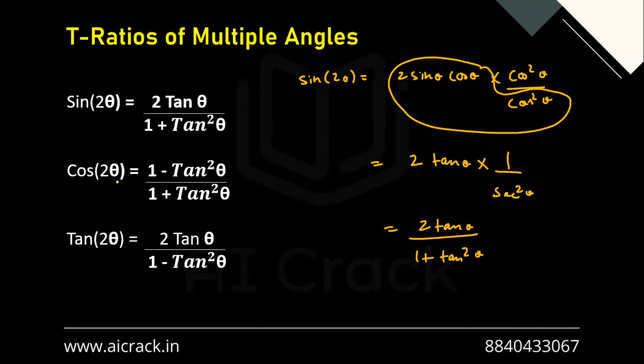Similarly, you can write cos 2 theta as 1 minus tan square theta divided by 1 plus tan square theta. Similar kind of derivation. Just write the basic form cos square theta minus sin square theta, and divide and multiply by cos square theta.